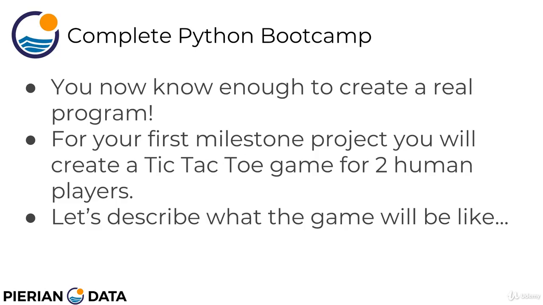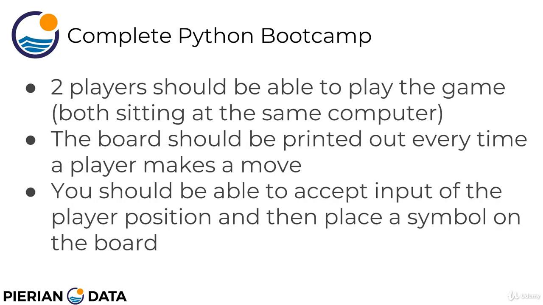Let's describe what the game will be like and what approach you should take when tackling your first Milestone project. First off, the basic idea of the game is that 2 players should be able to play the game both sitting at the same computer. And the board is going to be printed out every time a player makes a move. You should be able to accept input of the player position and then place a symbol on the board.